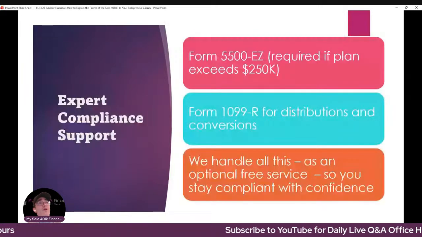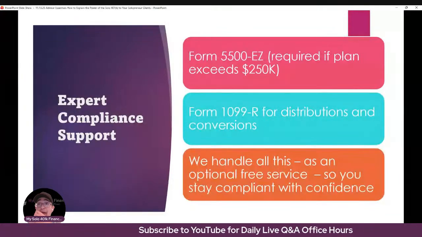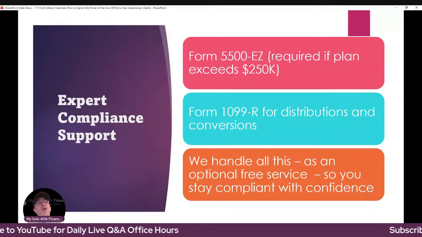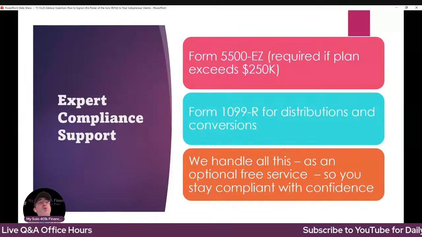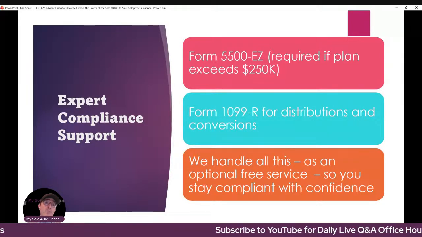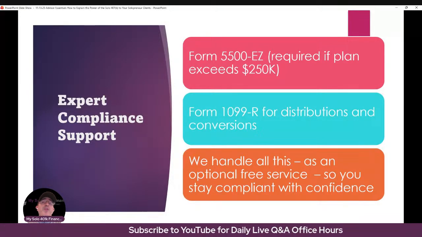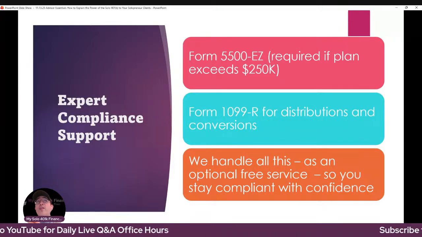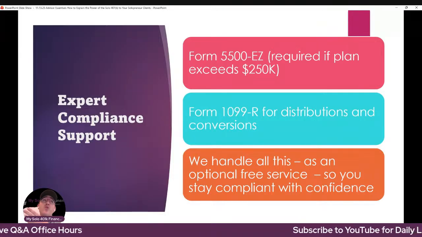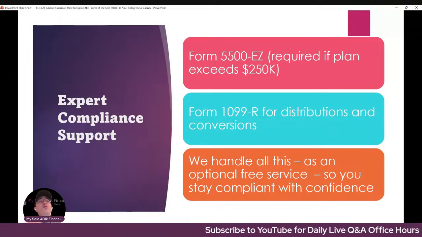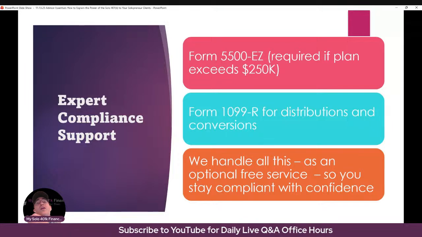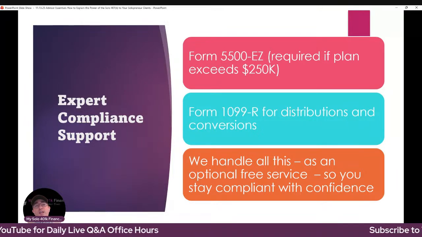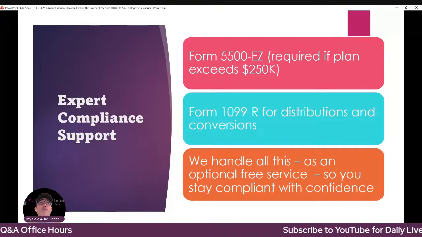Expert compliance support. Another great feature of our plan is that we specialize in solo 401k plans and we provide expert compliance support as an optional free service. For example, once the value of the plan, including the value of any defined benefit plan that might be sponsored by the self employed business or a related business, once the total value exceeds $250,000, there is an informational tax filing requirement that will apply. The name of that informational tax filing form is Form 5500EZ.